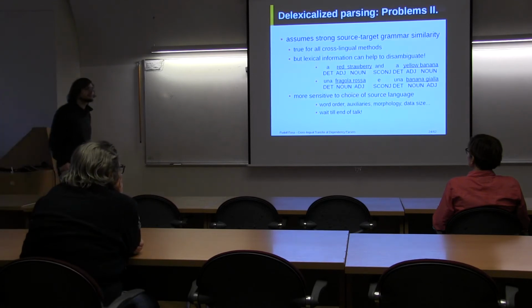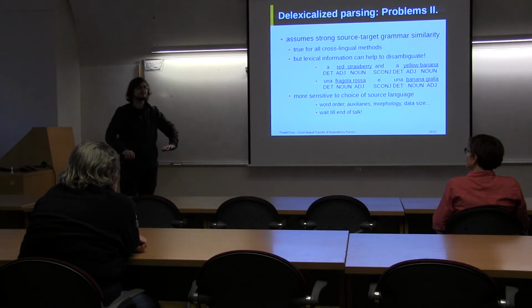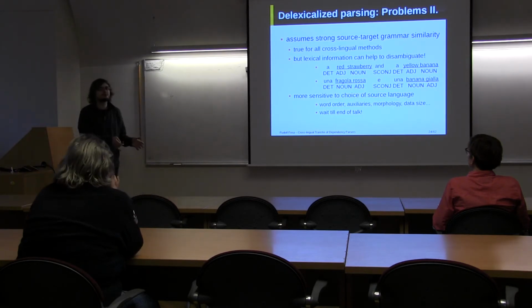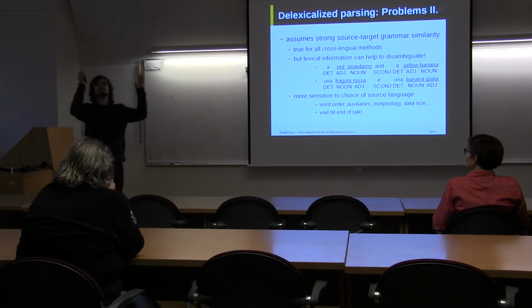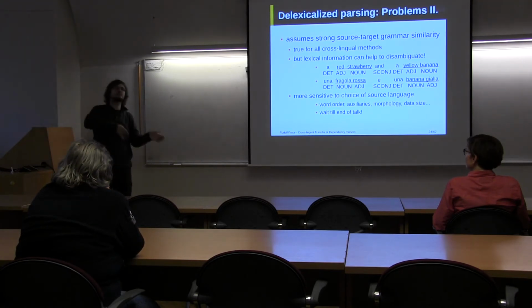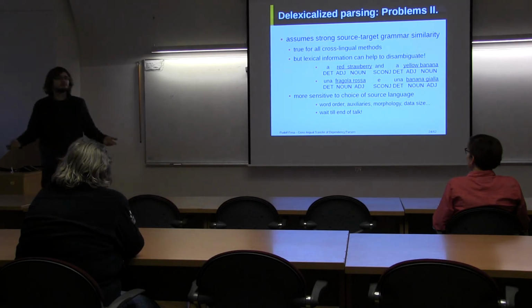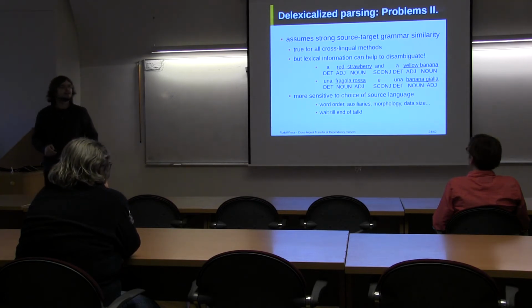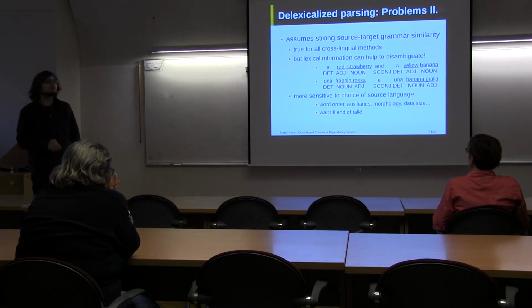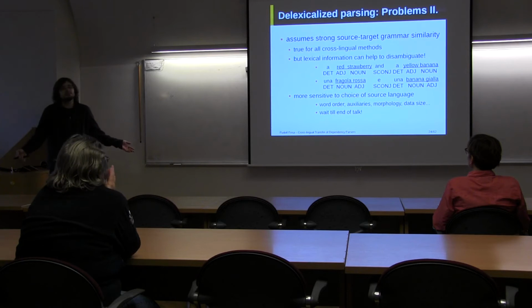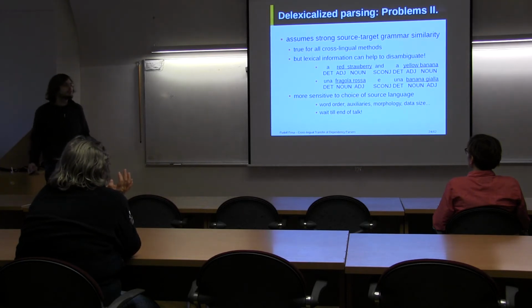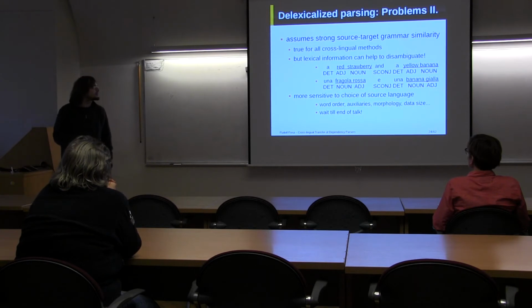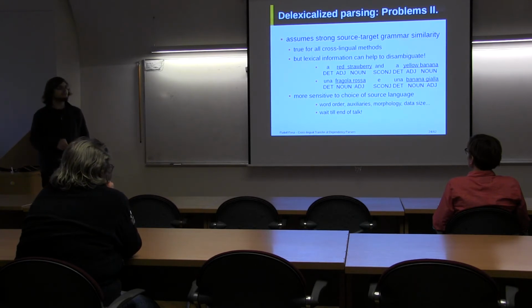Then, of course, when you remove the words, so you just have the tags, you kind of silently assume that the grammar is basically the same in both of the languages. That if there is a noun, a verb, and a noun, it means that's a subject, predicate, and an object, maybe. But that's not true, of course. Languages are different. That's a general problem for all the cross-lingual methods. If the source and the target language are different, then you will get bad results. But it's even stronger with the delexicalized ones, because the lexical information, as I said, can help you disambiguate some of the cases. I have an example in English and in Italian saying the same thing.